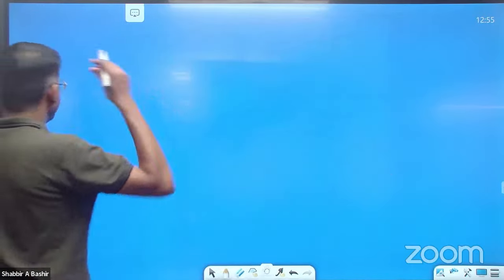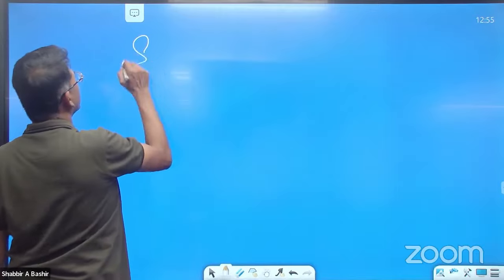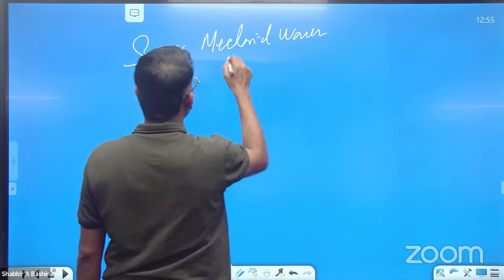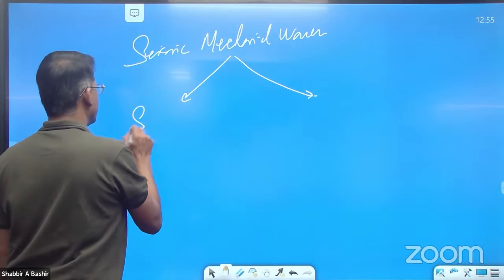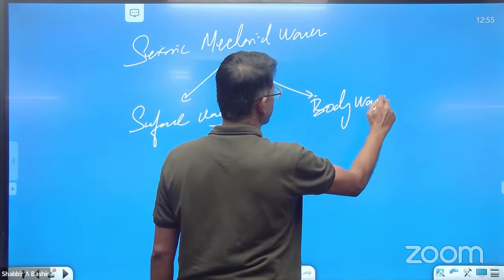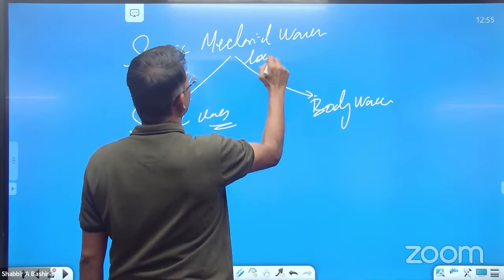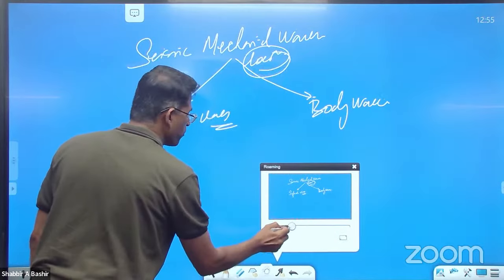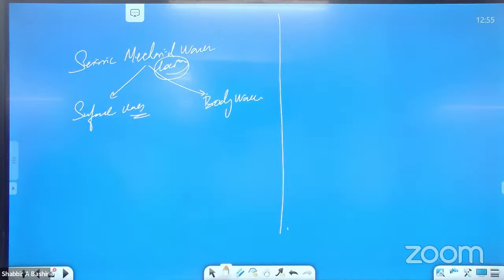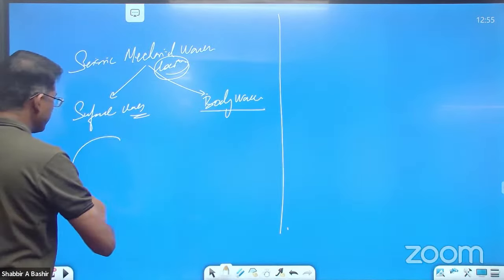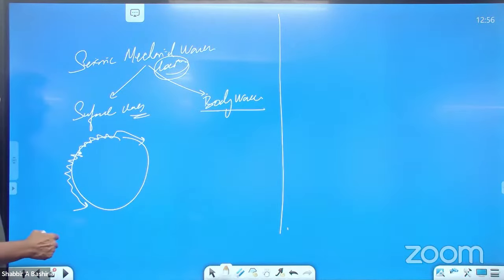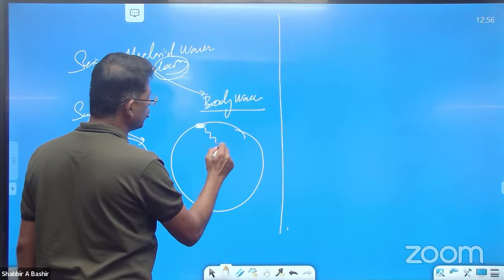Next, ये जो seismic mechanical waves हैं, they are of two types. They are surface waves and they are body waves. There are two types on the basis of location, where they are moving. Seismic waves can be surface waves, they move on the surface, or they can be body waves. So surface waves, अगर यहाँ earthquake है, the energy is moving along the surface. अगर ये body है, the energy is moving through the body.